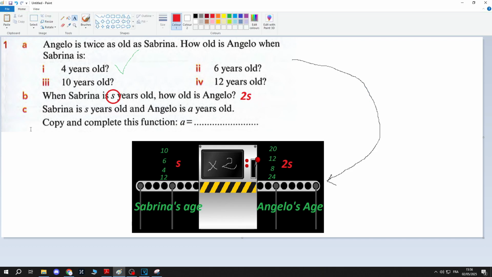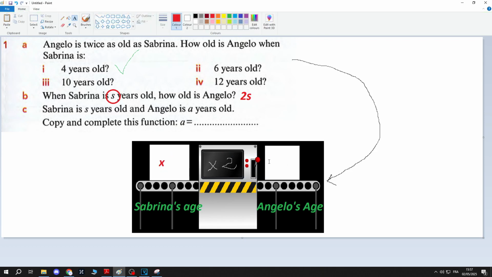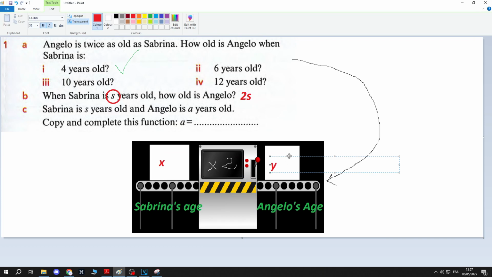All right. Now, question C says Sabrina is S years old, and Angelo this time is A years old. And we will copy and complete this function. So A is equal to something, something. Now, what is that something? So let me take you back a bit. Remember when we said, let's stop using numbers altogether, and let's write the general form of it. And we wrote X here, and then we wrote Y here.